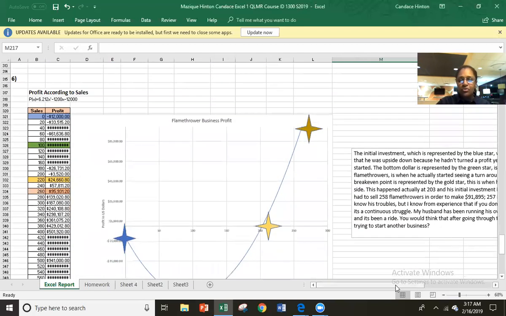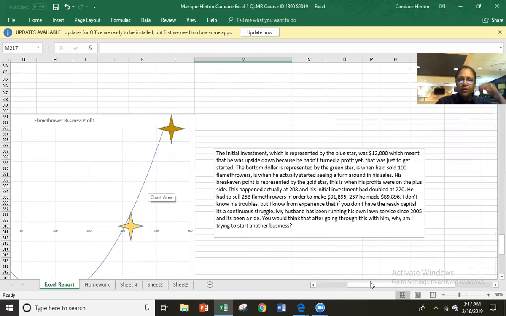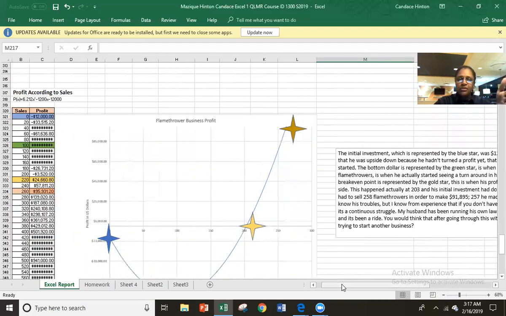For our final one, we have an investment, a startup company.